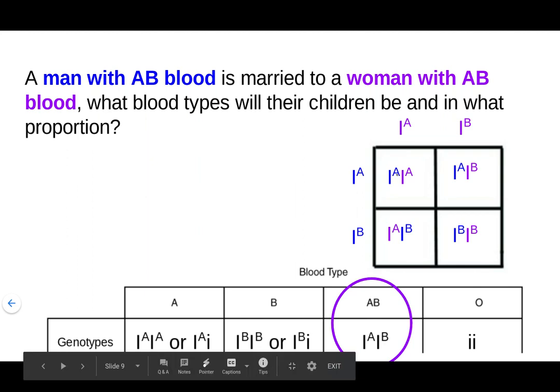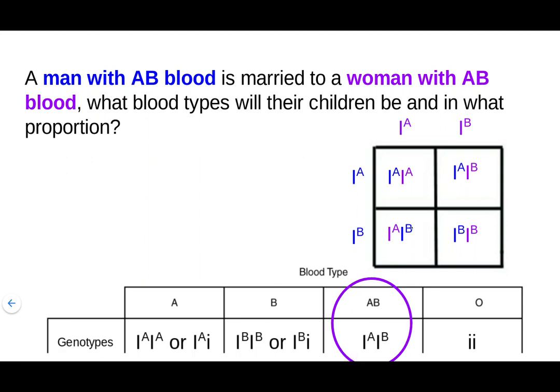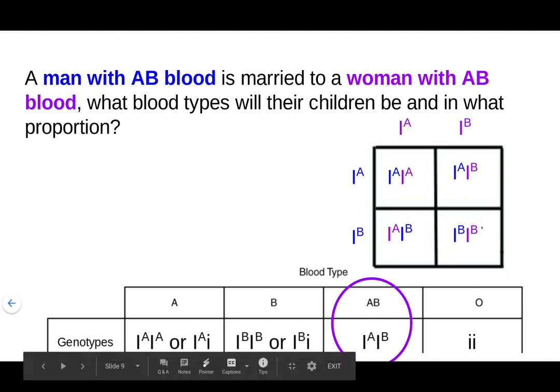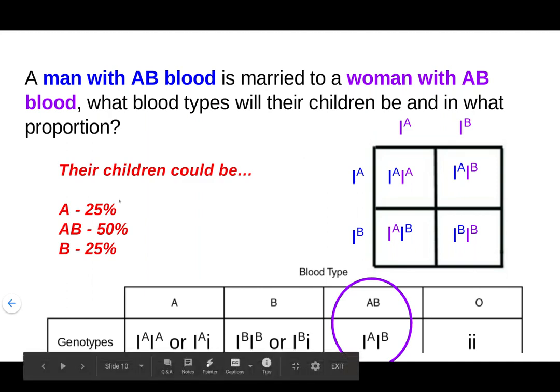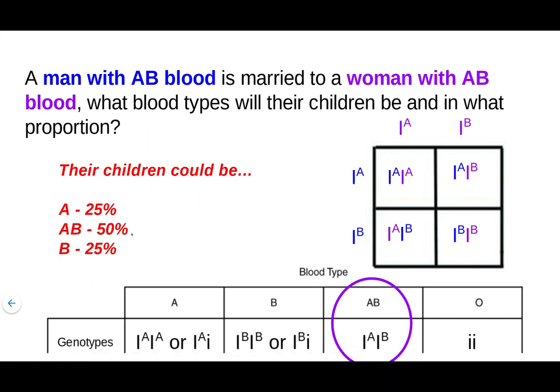This first one here is IA. If I look down at my chart, that means the child is blood type A. This one is IB. If you are IB, you're blood type AB. Same thing for this, capital IA, capital IB, AB. The last one, capital IB, is going to correspond with blood type B. So if two AB parents have children, their children have a 25% chance of being blood type A, a 50% chance of being blood type AB, that's these two, and a 25% chance of being B.